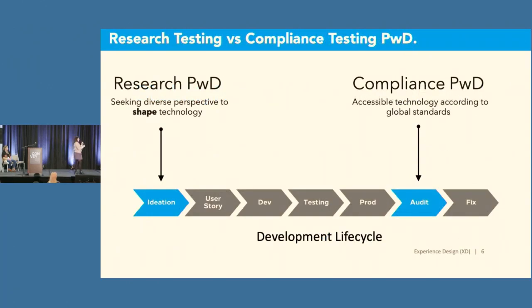The second thing that we want to point out here, down here on the screen, is the stages of the development life cycle. And when we talk about accessibility, a lot of times we're talking about the world of compliance, where we're making sure that the technology is accessible through particular global standards. So yes, we do that.